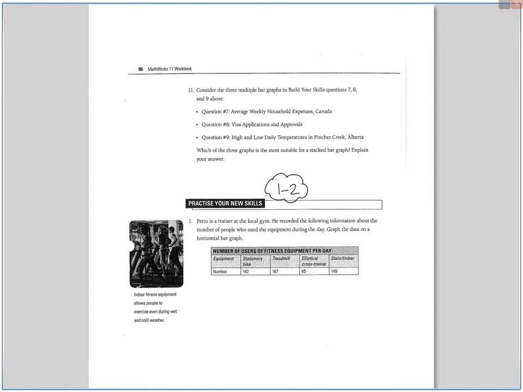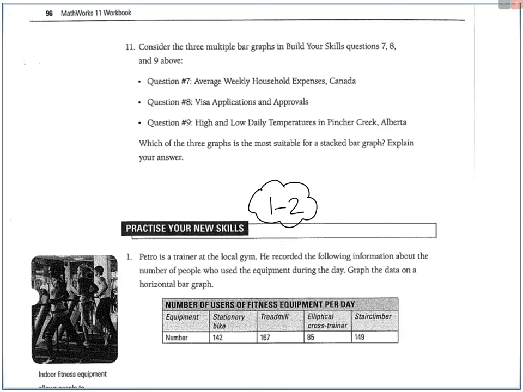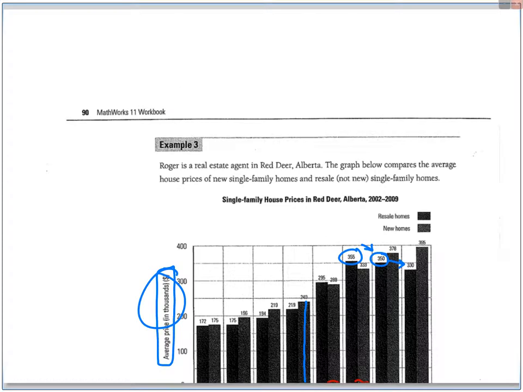Okay, let's look at question 11. It says, consider the three multiple bar graphs in Build Your Skills questions 7, 8, and 9. Which of the three graphs is the most suitable for a stacked bar graph? Well, I don't even know what makes a stacked bar graph important. So let's take a look at those. Question 7, question 8, and question 9. Where are we going to find those? Back it up.